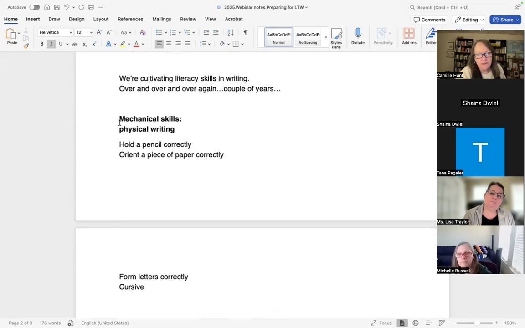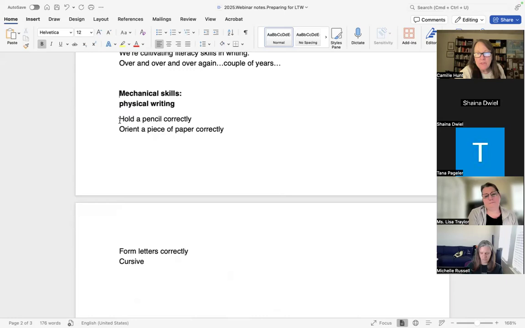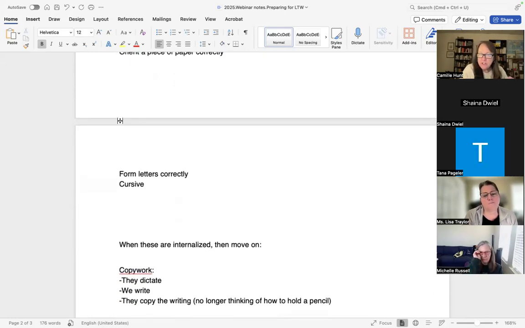Because I know some people would say, oh, just skip this. They don't need to write physically because we have computers now. But I would urge you to cultivate these skills too, these physical writing skills. And when these are internalized, then we can move on. And so that bridge where they dictate, we write, and they read it, now they can dictate to us, we write what they say, and then they can copy the writing.